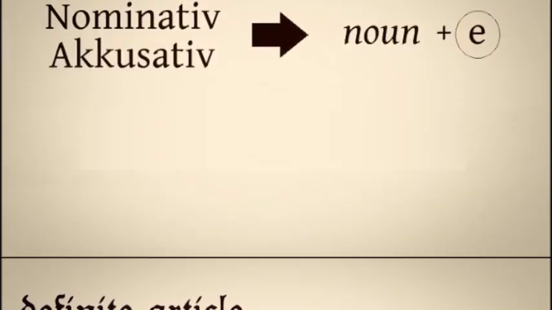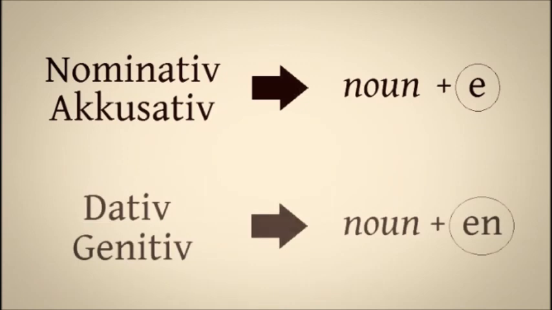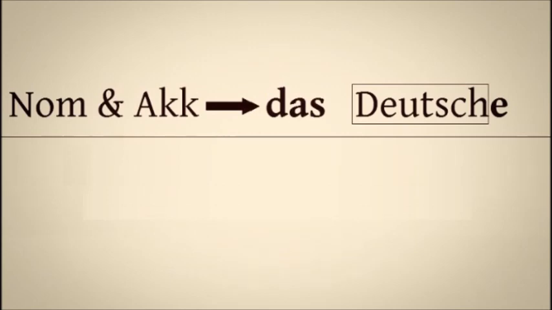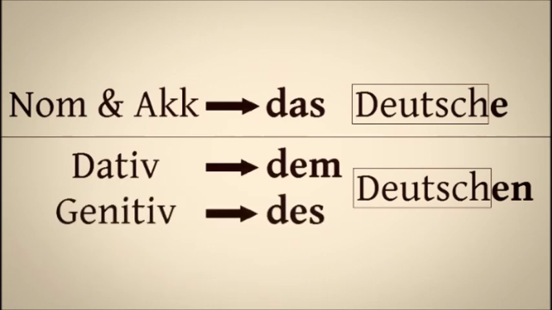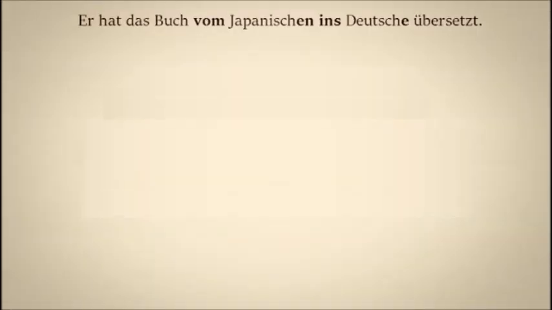It is just the same noun but followed by e for nominative and accusative and n for dative and genitive. For example, das Deutsche, dem Deutschen, des Deutschen. Das Englische, dem Englischen, des Englischen. Let's look at some example sentences.